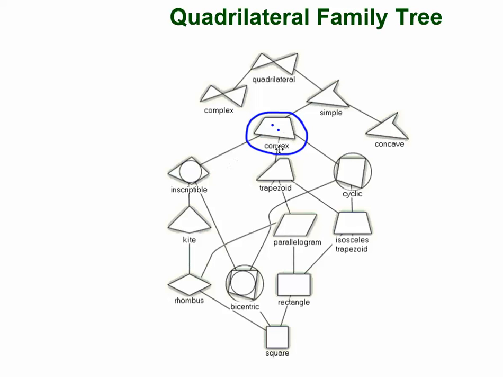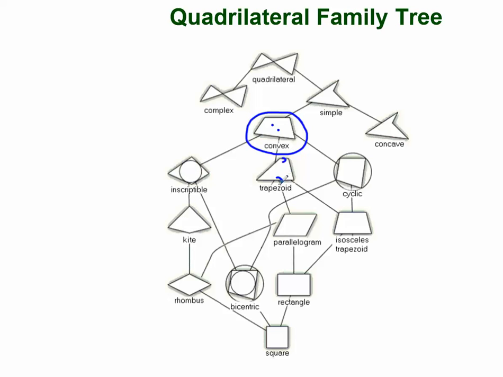So this breaks off into 3 branches. We have the cyclic, the trapezoid, and the inscriptable. I call this the tangential quadrilaterals. So the cyclic quadrilateral is simply, given a quadrilateral, the vertices all lie on a circle. So that circle basically circumscribes the object. The inscriptable or tangential is where every one of these sides is tangent to a circle that is inscribed on the inside of the quadrilateral. And then we have the trapezoid family.